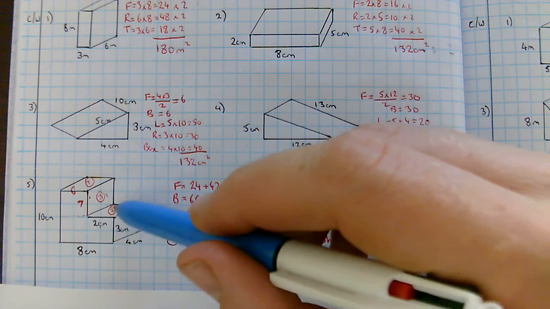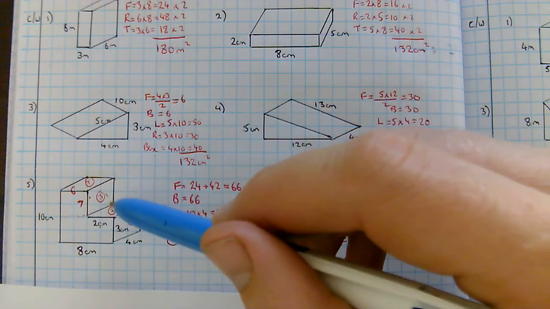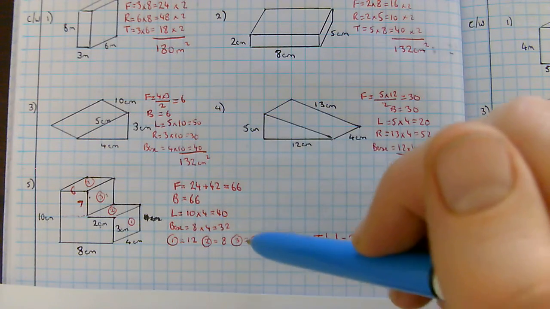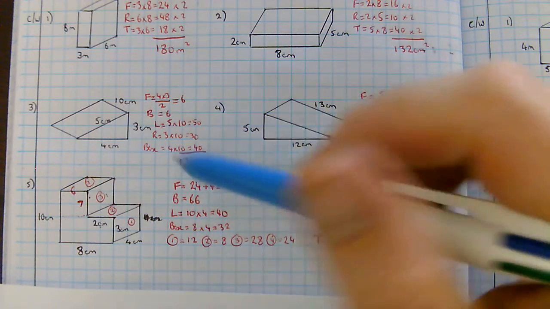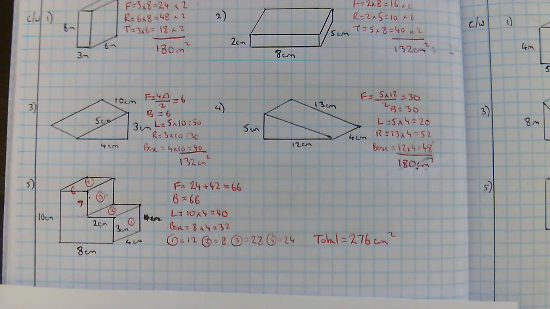I've then labelled the remaining sides as 1, 2, 3, and 4. 1 is 3 times 4, which is 12. 2 is 2 times 4, which is 8. 3 is 7 times 4, which is 28. And 4 is 6 times 4, which is 24. Add them all together and you should have got a total of 276 centimeters squared.